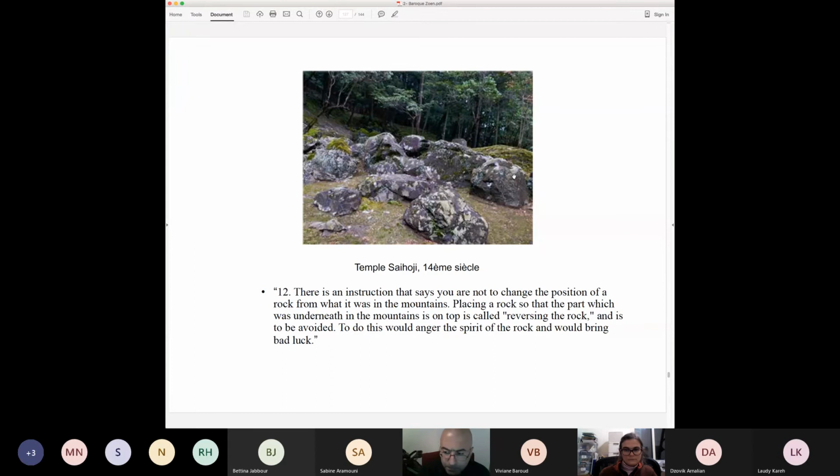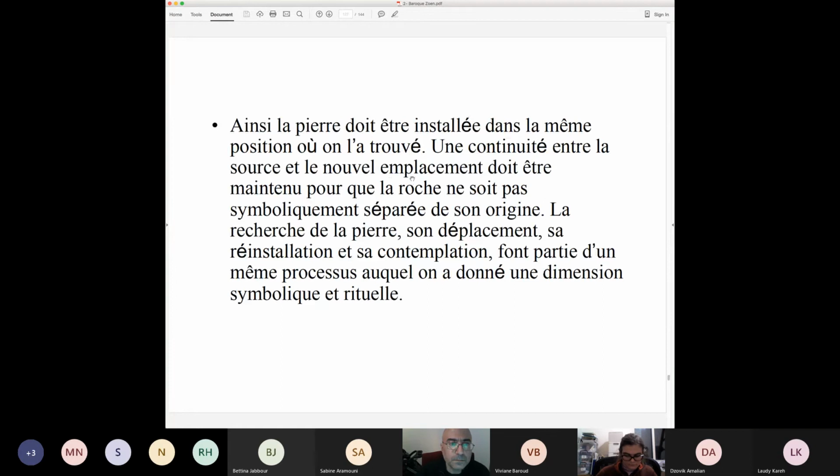What does this mean? You saw a rock. You wanted to use it in your garden. You take it from its place. You don't have the right to reverse it. You have to put it back exactly the way it was. Otherwise, you would be angering the spirit. And we're talking here about a particular form, the oldest form of Japanese religiosity. So there is, in fact, a continuity between the source of the rock and its new emplacement.